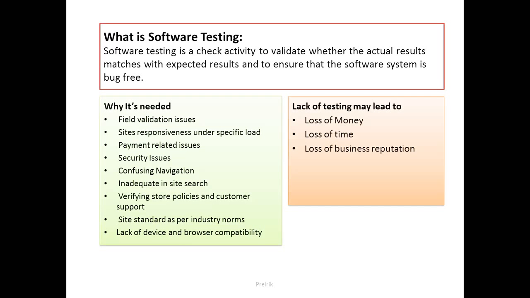So field validation issues: something like you're registering yourself, signing up on any website, and in the age column you put a value like 200, and you put integer values in the name field. This is something your form should detect at the client level, which is called a field validation issue. Then site responsiveness under specific load: how does your site behave when huge traffic comes to a website?